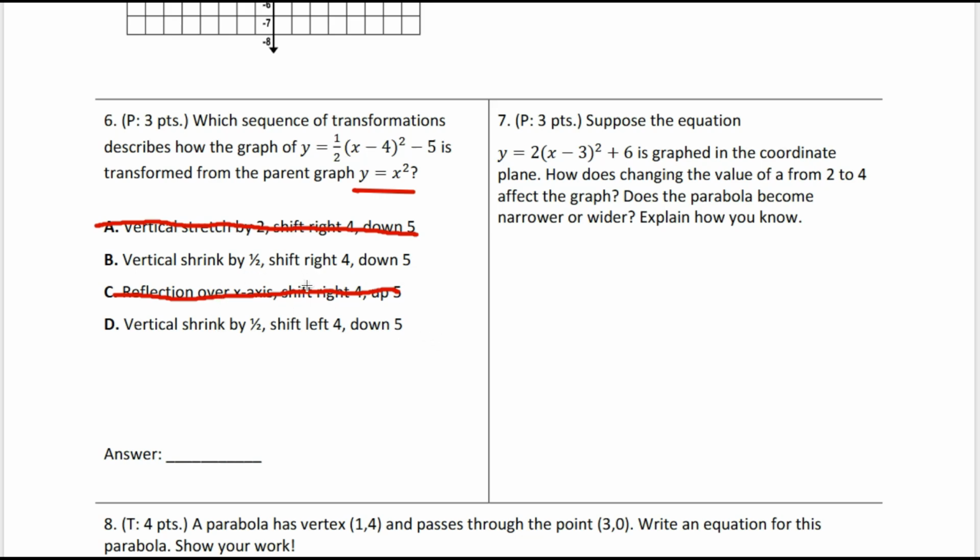So the fact that A is 1/2 eliminates A and C. B says shift right 4. That makes sense. This is x minus 4 and down 5. The correct answer is B. C is going the wrong way with the horizontal shift.